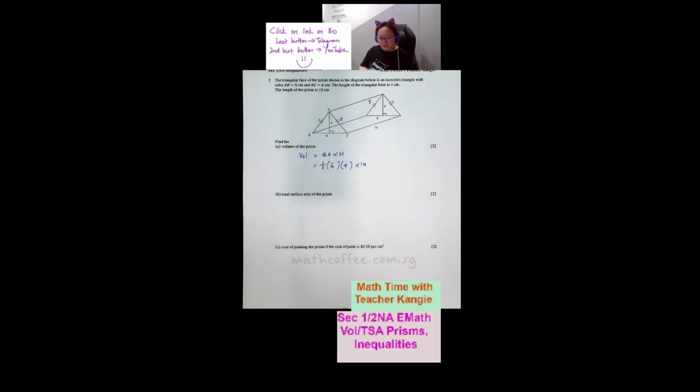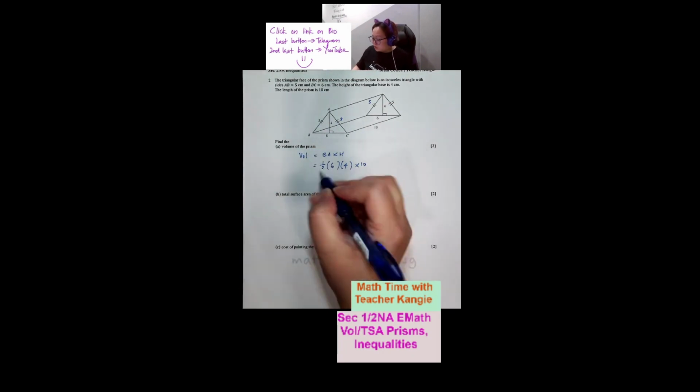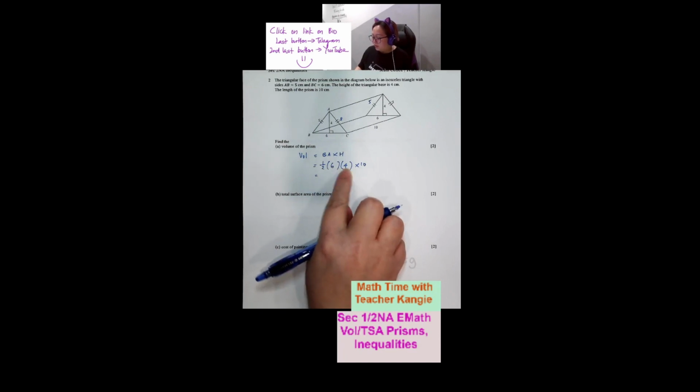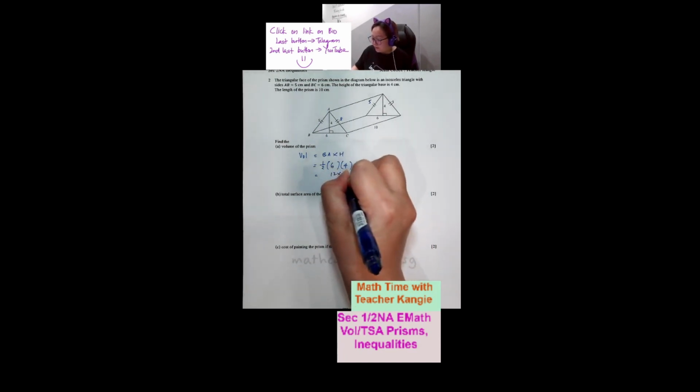180, you press the calculator also get wrong. So this one, half times 24, this is 12. So 12 multiplied by 10, we get 120 cm cube.